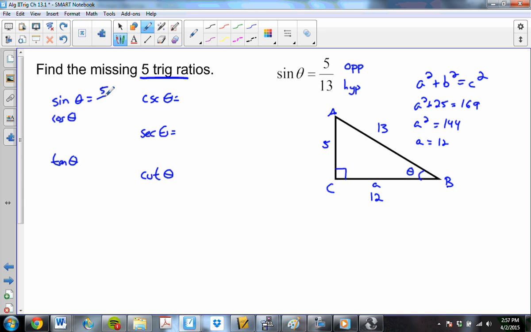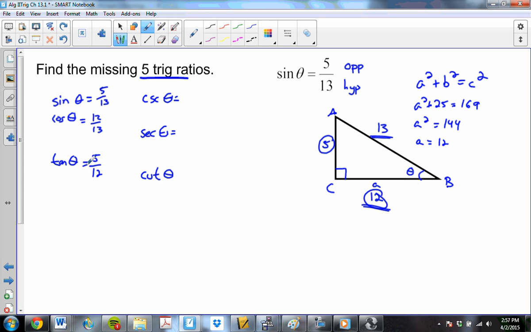I knew that sine was 5/13. That was given to me. But now I know tangent. Tangent is going to be adjacent over hypotenuse, 12/13. I'm sorry, that's cosine. Cosine is adjacent over hypotenuse, 12/13. Tangent is opposite over adjacent, 5/12.